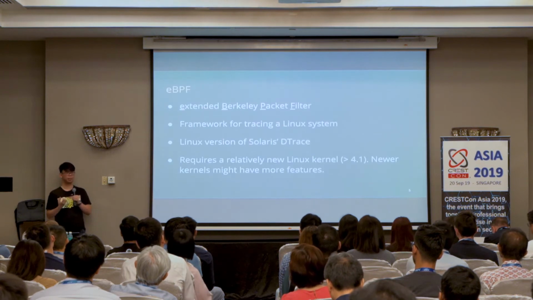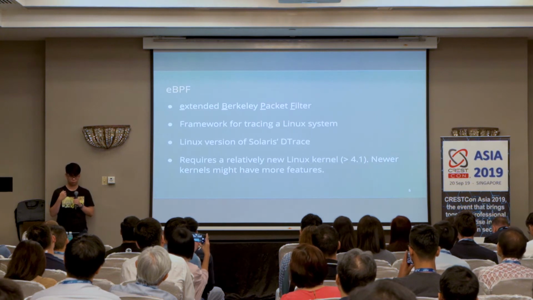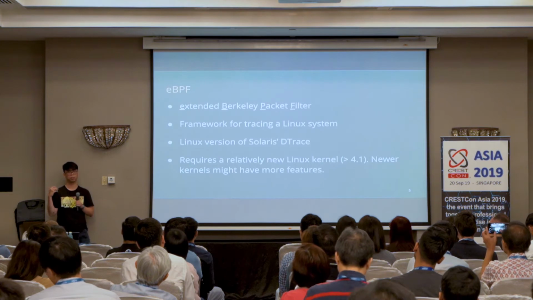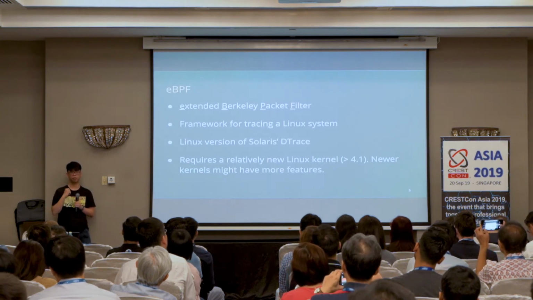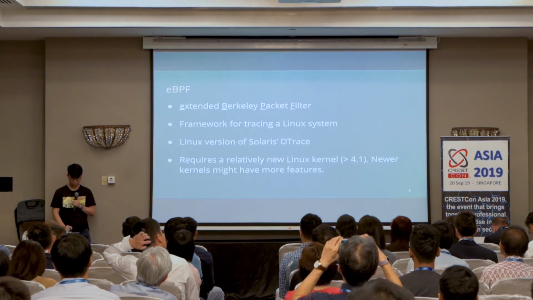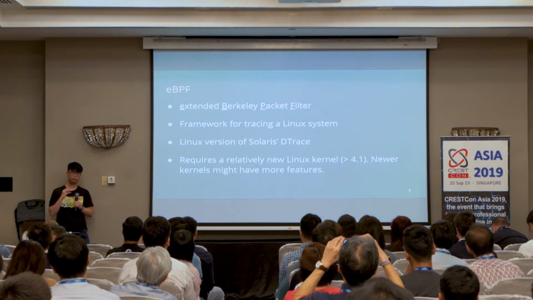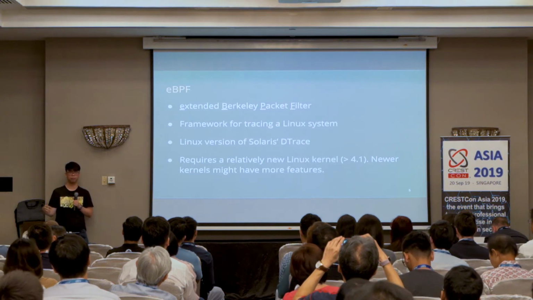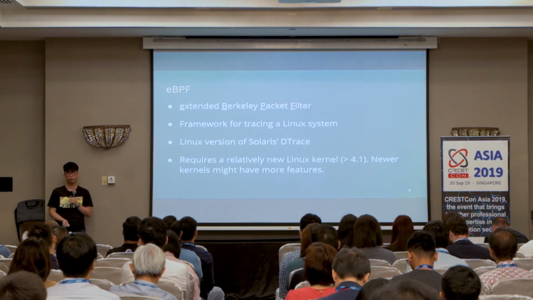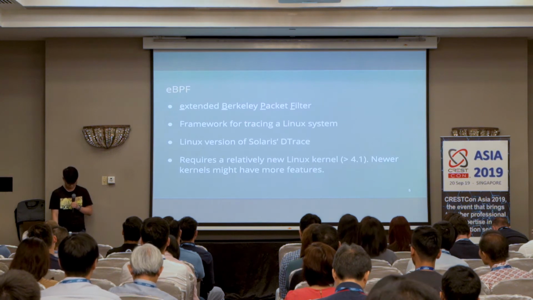eBPF stands for Extended Berkeley Packet Filter. The idea of eBPF is that it's a framework for tracing a Linux system. And if any of you have used Solaris dtrace before, you can think of eBPF as a Linux version of dtrace. eBPF requires a relatively new Linux kernel. The officially supported kernel is 4.1 and above, but later versions of the kernel add new features. So if you're running an eBPF program, ideally you should run the latest kernel supported by your device.